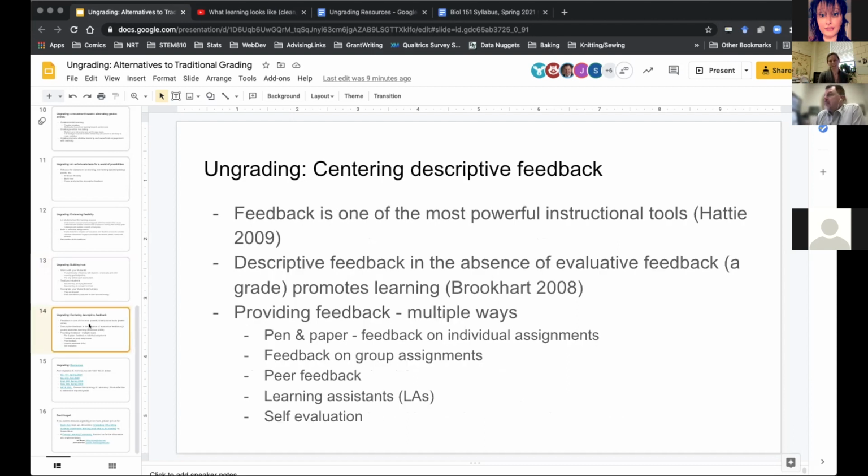The last thing in ungrading is centering descriptive feedback. This is perhaps the most actionable and tangible thing, but also the least actionable and tangible because it can be huge. This can blow up really big very quickly.